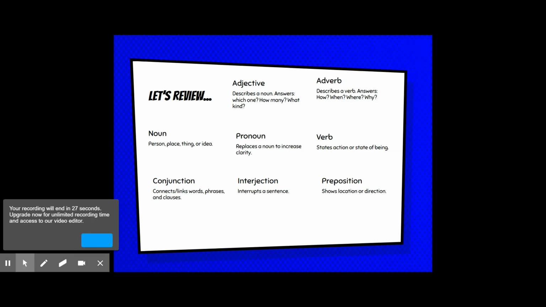Now you should know all of the parts of speech. If there's something you're confused about, go back and look at it again.